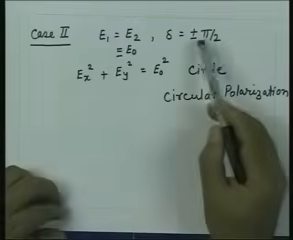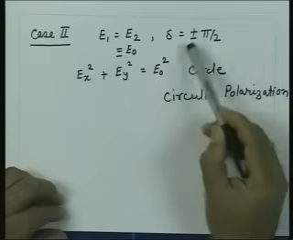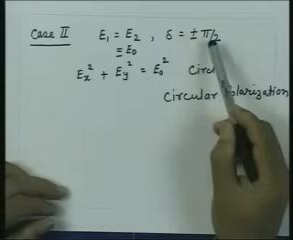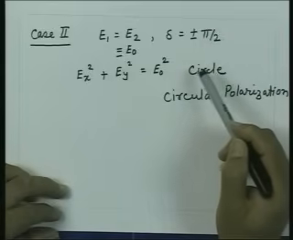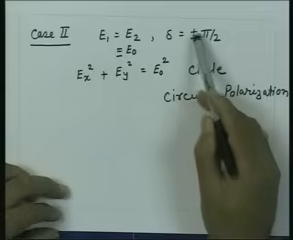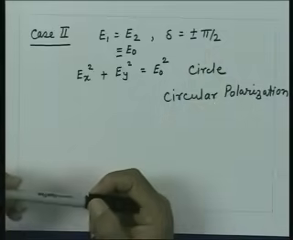Now, whether delta is plus pi by 2 or minus pi by 2, the shape which the tip draws is a circle. Does that mean that the sign of this does not come into picture?